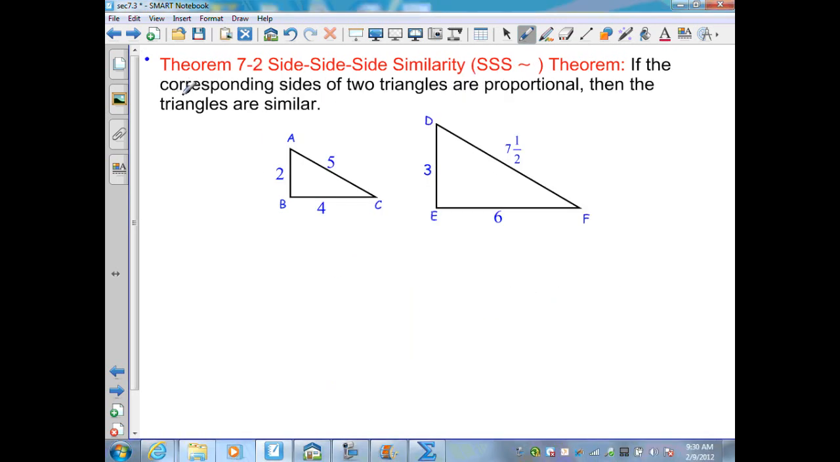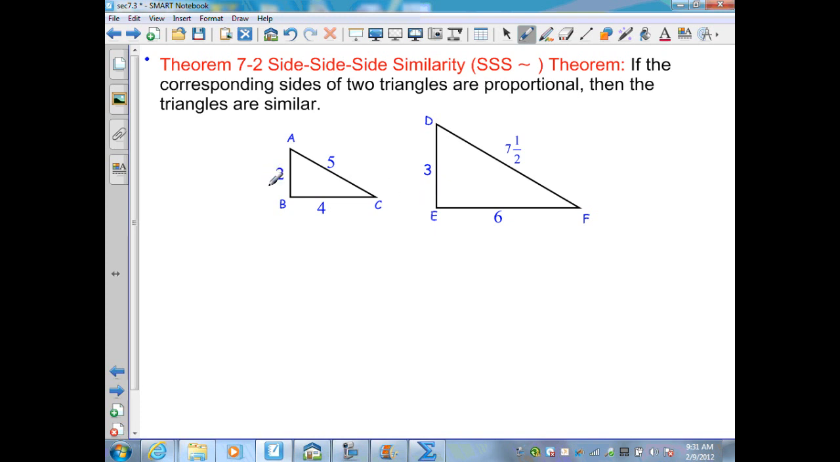Our next shortcut is theorem 7.2, side-side-side similarity, abbreviated SSS similarity. The theorem states if corresponding sides of two triangles are proportional, then the triangles are similar. Here I have triangle A, B, C, and D, E, F. All that's known is the measures of the sides of each triangle. I need to determine, are the sides proportional, are the ratios equal?